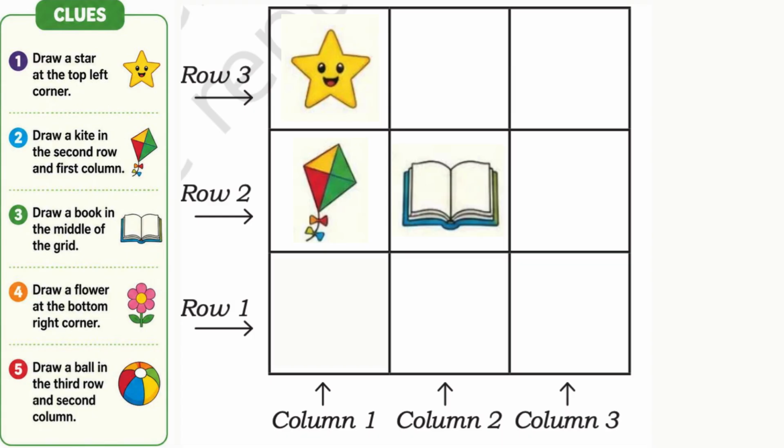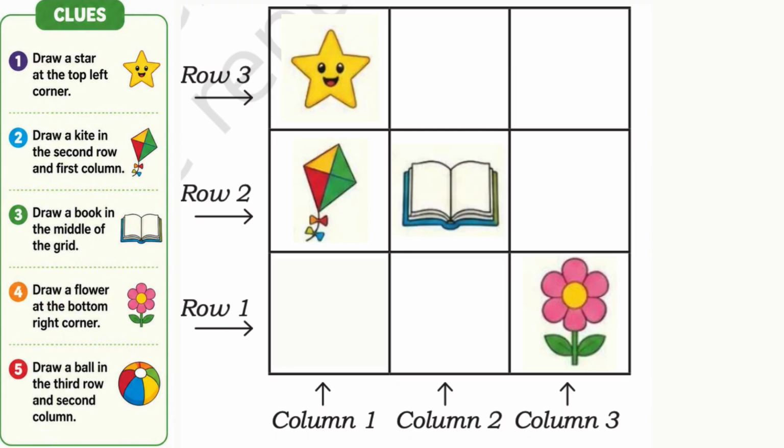See the next question. Draw a flower at the bottom right corner. This is the bottom right corner. That is column 3 of row 3. So we have drawn the flower at the bottom right corner.